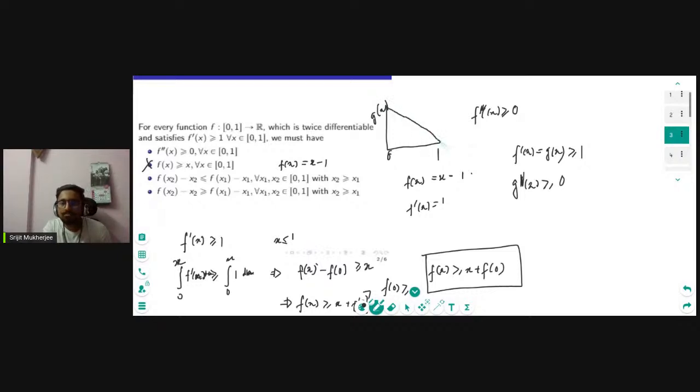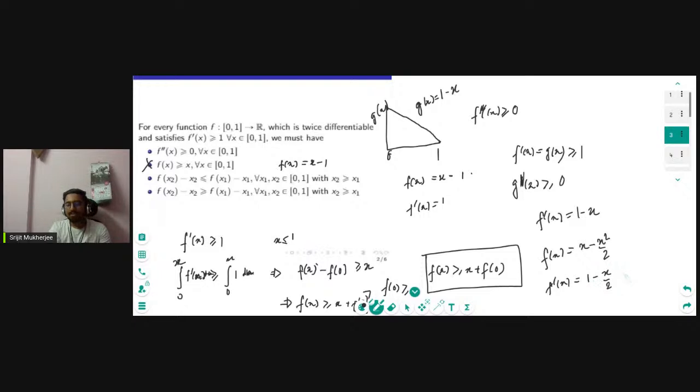Let's say g(x) = 1 - x. This function is greater than or equal to 0, but it's decreasing. g'(x) is equal to -1. So it's a counterexample. So we have f'(x) = 1 - x as such a function. And let's find f(x). If you integrate it, we get x - x²/2. If you take f'(x), you get 1 - x. And if it's greater than or equal to 0, I guess 1 - x is greater than or equal to 0.